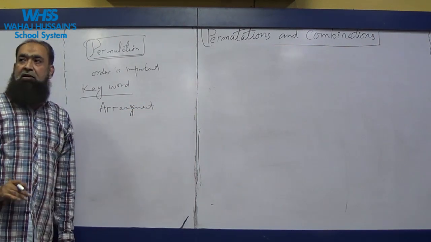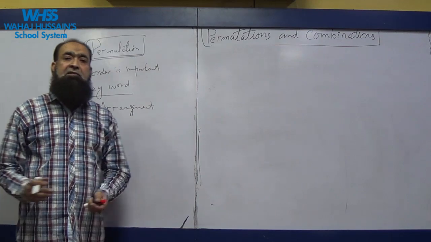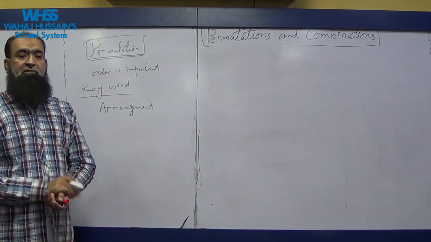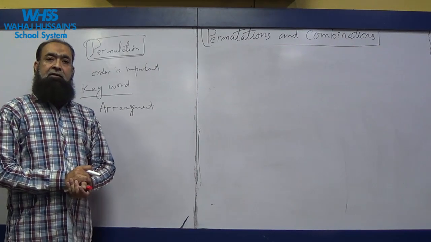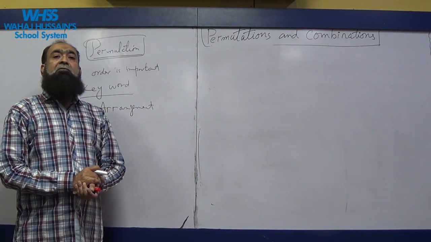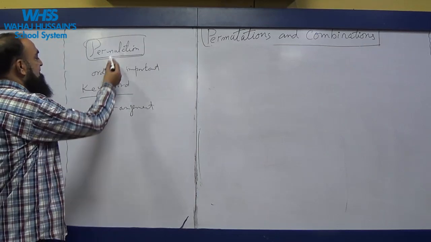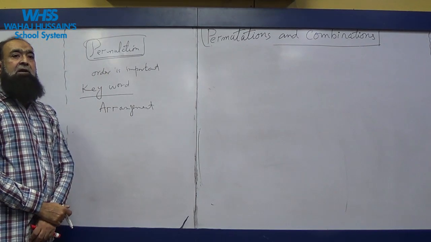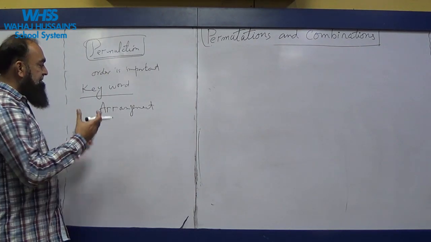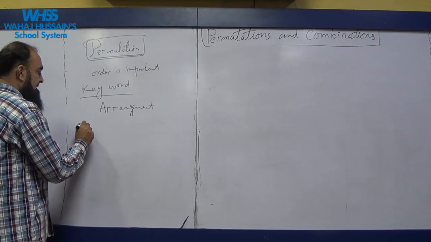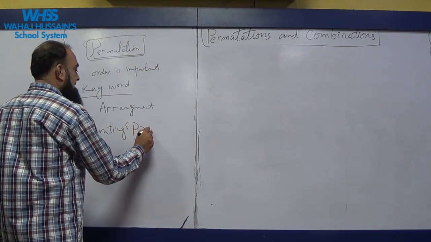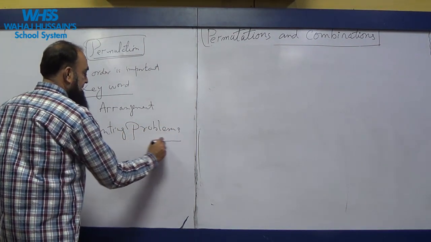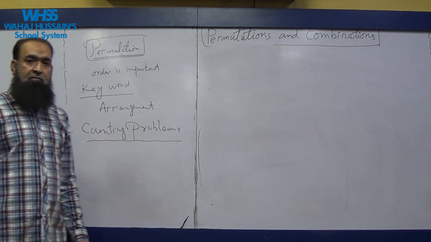If this word is there, and how many ways we can arrange, how many arrangements are possible, what is the number of arrangements in this sequence? So if the word is arrange, then it is permutation. And what is the meaning of permutation? What is the meaning of arrangement? That belongs to counting problems. What is the meaning of counting problem?